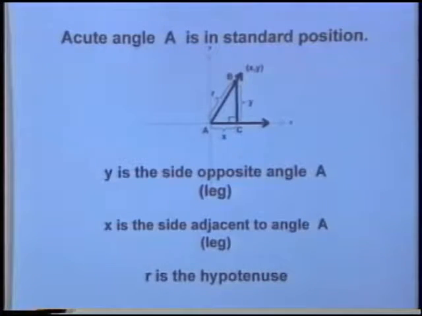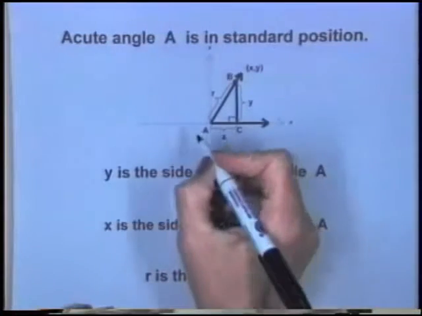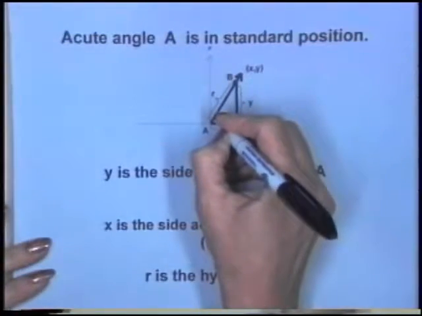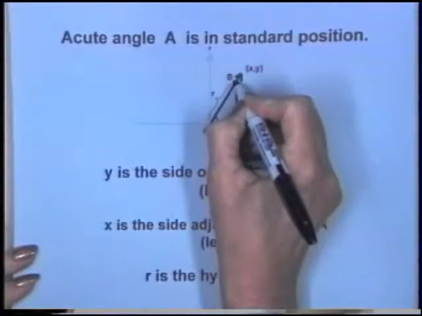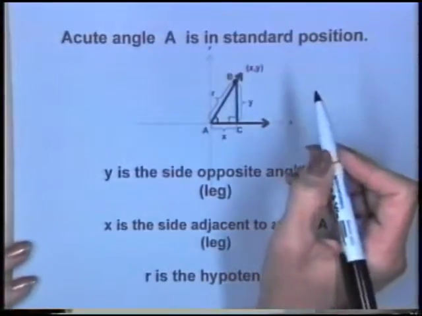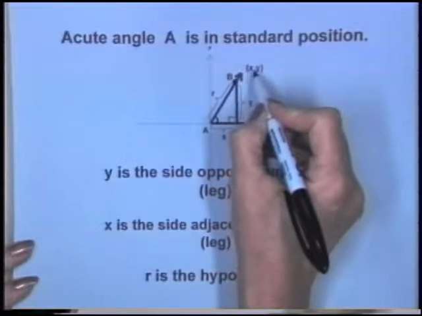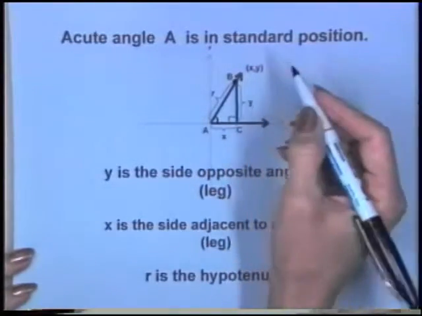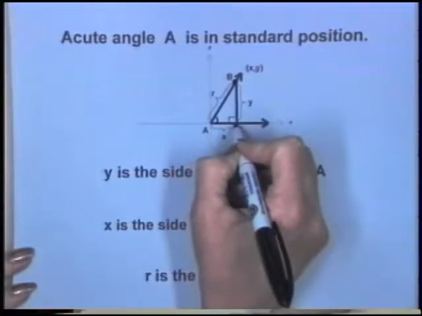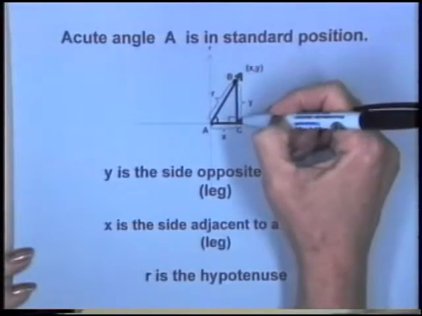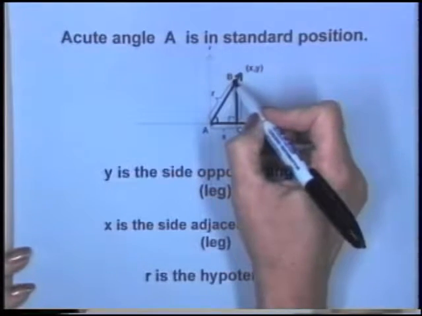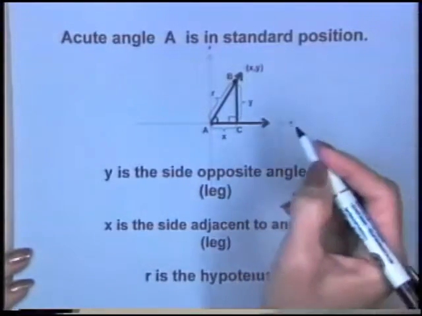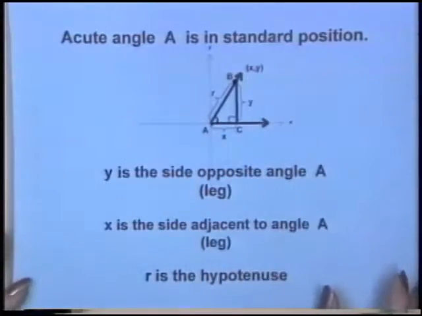Remember, an acute angle is an angle between 0 and 90 degrees, and for this acute angle I've named it angle A, and angle A is in standard position, so here's my angle A. We have a point on the terminal side of angle A. The x coordinate I'm just calling x, the y coordinate is just y, and of course I know that if the coordinates of this point are x and y, then this distance is the x distance, this distance is the y distance, and of course I know r is the distance from this point to the origin and can be found by taking the square root of x squared plus y squared.